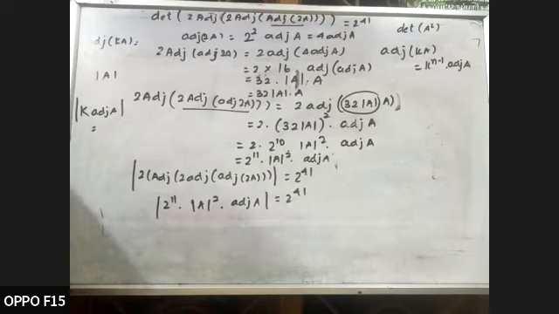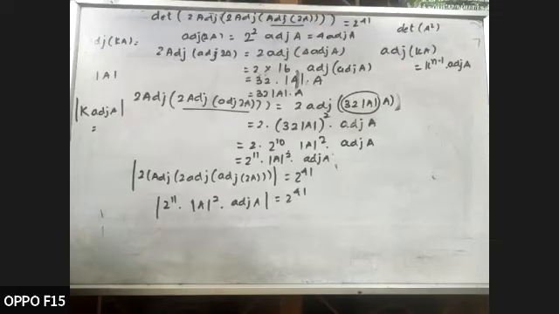k power n minus 1. K power n minus 1, I said, right? K power adjoint of A. K power n minus 1 adjoint of A. Is it adjoint of A or determinant of A? How should we write this? Which is equals to k power determinant of A into adjoint of A.